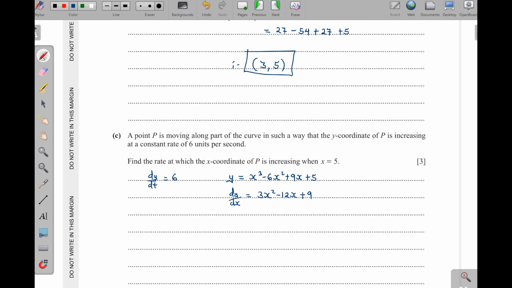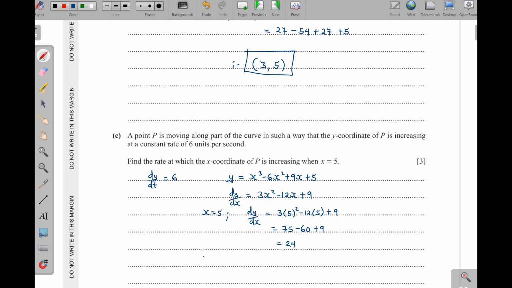Okay, now for x equal to 5, what is the value of dy/dx? So we are going to have 3 times 5 squared, minus 12 times 5, plus 9. This one is 75, then minus 60, which is 15. 15 plus 9, isn't that 24? Yes, I think that is 24.